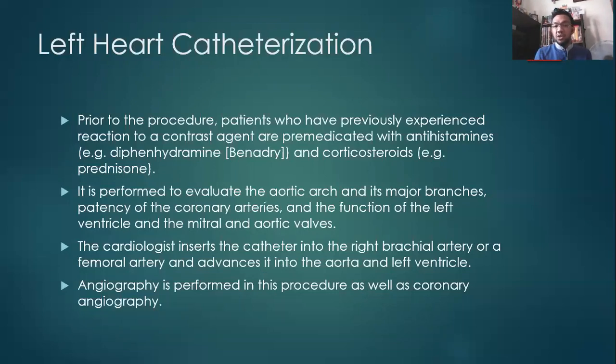So the cardiologist inserts the catheter into the right brachial artery. So the brachial artery can be used, or a femoral artery, and advances it into the aorta and right ventricle. Take note, the patient will be injected with a local anesthesia, depending on the site where the doctor is going to perform the cardiac catheterization.